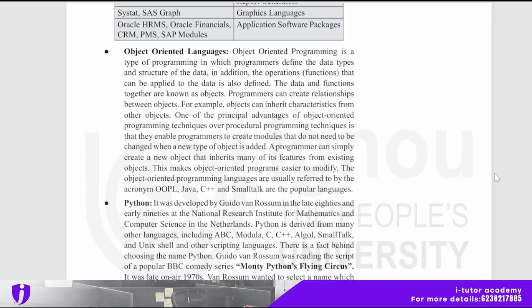Python was developed by Guido van Rossum in the late 80s and early 90s at the National Research Institute for Mathematics and Computer Science in the Netherlands. Python is derived from many other languages including ABC, Modula, C, C++, Algol, Smalltalk, Unix shell and other scripting languages. Guido van Rossum was reading the scripts of the popular BBC comedy series Monty Python's Flying Circus, which aired in the late 1970s.